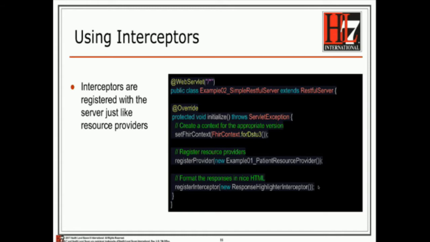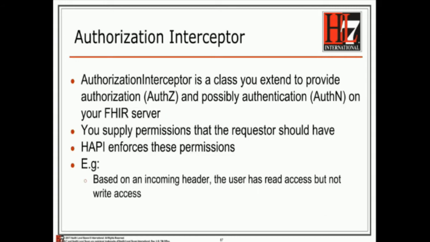If you look at any of our public examples, there's all kinds of HAPI FHIR examples on the internet out there. Every last one of them, if it does nothing else, is always going to use that response highlighter interceptor just because it looks super nice. Almost to the point where I think it should be a default, but it isn't. So you've got to do that one step if nothing else.